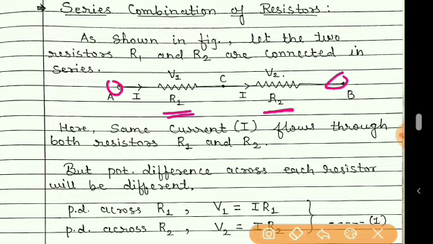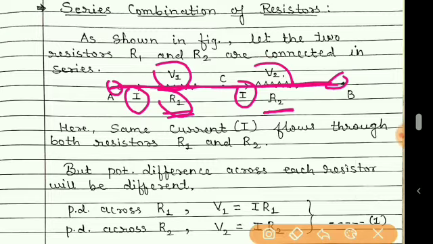Now whenever resistors are connected in series, remember that the current flowing through the resistors will be the same, because there is only one path for the current to flow, and so the current will remain the same. But across each resistor the potential drop will be different. What is the potential across this resistance R1? It is V1, and the potential drop across R2 is V2.